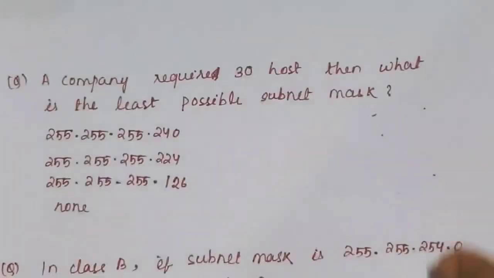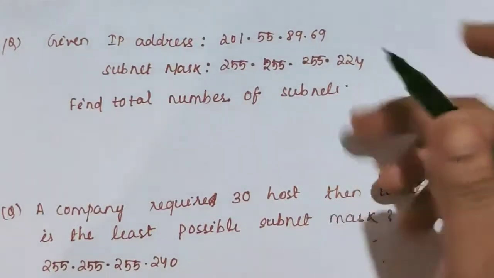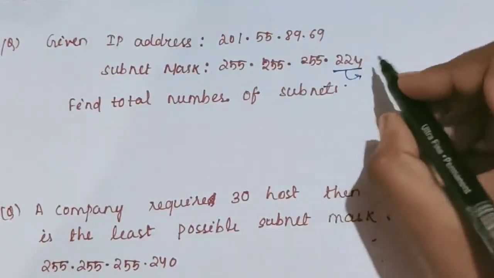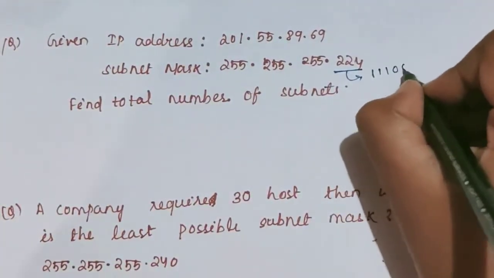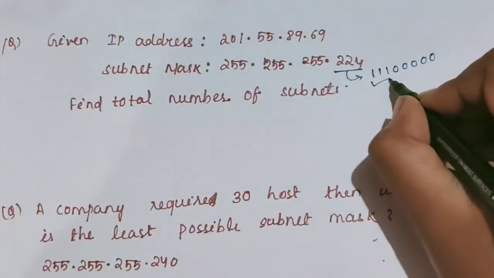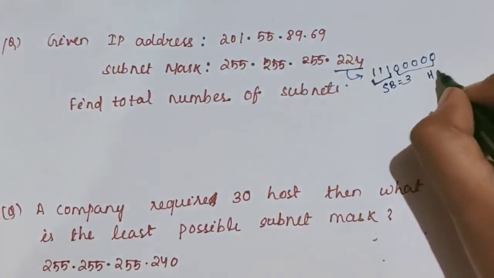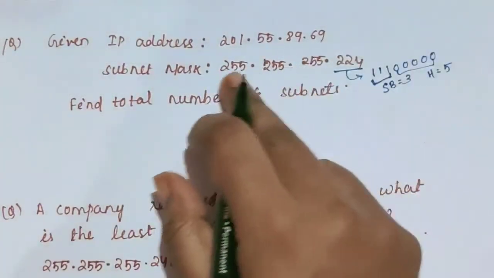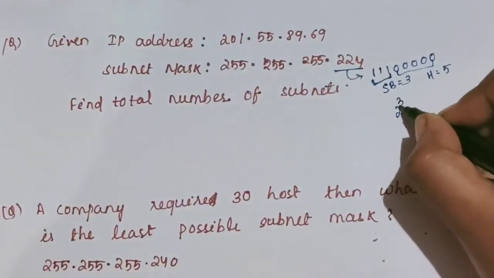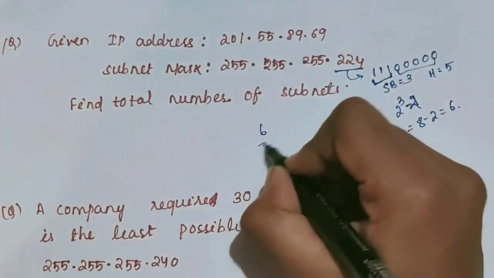So the next question was: if an IP address is given and a subnet mask is given, find the total number of subnets. Here the subnet mask is given because from it we can get the subnet bits and the host bits. 224 is 111 and the rest zeros, so the subnet bits are 3 and host bits are 5, and network bits are as usual 24. They are asking to find the number of subnets. So number of subnets equals 2 to the power 3 minus 2, which is 8 minus 2 equals 6. So the answer for this question is 6.